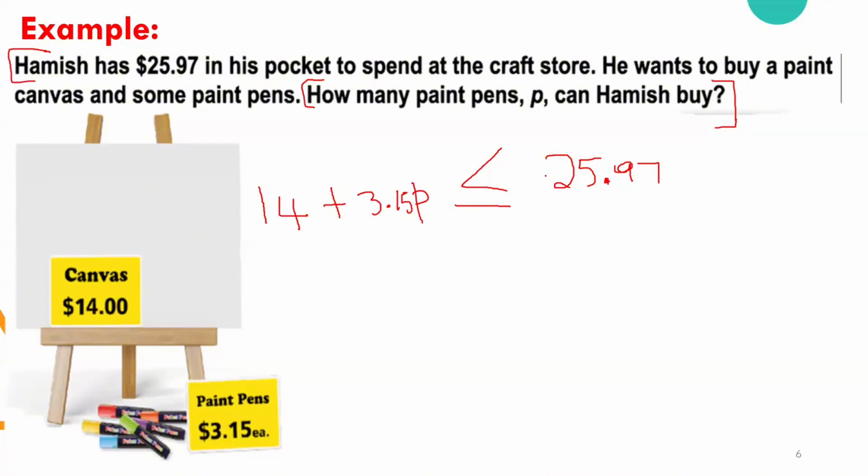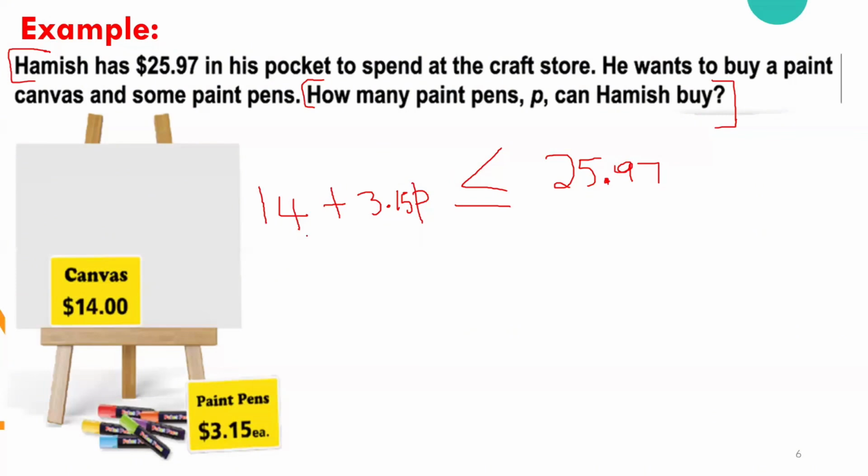So again, you have to read the problem, try to understand what the problem is saying, look at what you are given, and based on that, see how best you can create an inequality to represent the situation. Now that we have our inequality, we are going to go ahead and solve it. Solving an inequality is the same as solving a two-step equation. There's only one difference, when you are multiplying or dividing by a negative coefficient, and we are going to discuss that in the next video.